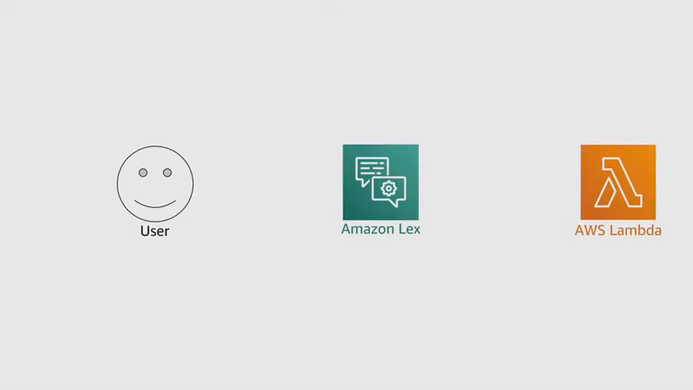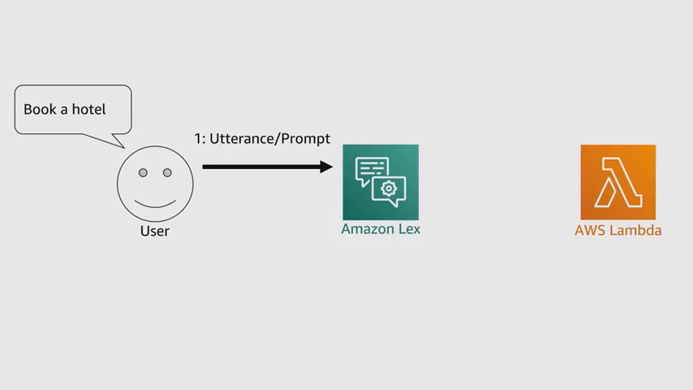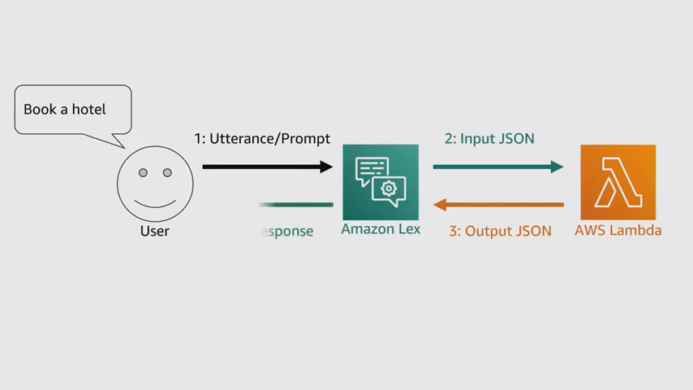Let me explain it to you in a diagram now. As you can see in this picture, I have a user on the left-hand side, Lex in the middle, and Lambda on the right. The user inputs book a hotel. That is sent as an utterance towards Amazon Lex. Amazon Lex will parse the data and send it as an input JSON to Lambda. Lambda will do its validation and then return some output JSON statement towards Lex. And Lex will finally send some of that response back towards the user, which will probably prompt for which city by that point. So the user can now enter Moscow at that time.